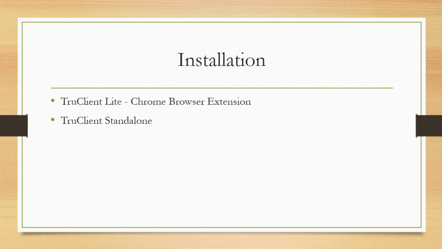The TruClient product offers two types of installs, and we are going to go through both of them. The first install is the TruClient Lite Chrome browser extension. This extension is available for free in the Chrome Web Store, but the installation process is not the same as most Chrome extensions and does require a little tweaking to get right. We're going to work through this installation first. When we have completed that install, we will quickly work through the second install, which will be for the standalone TruClient product. So let's begin.